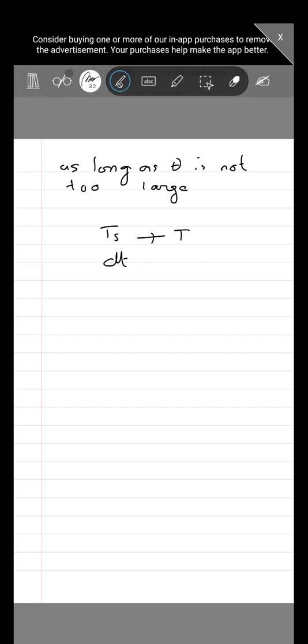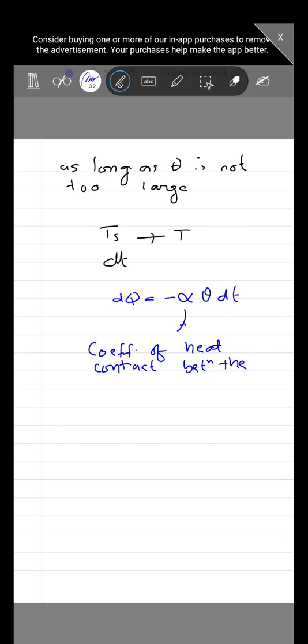So we can write an equation given as dQ is equal to minus alpha theta dt. This corresponds to the heat transfer dQ, and this alpha is nothing but the coefficient of heat contact between the spin system and the lattice.